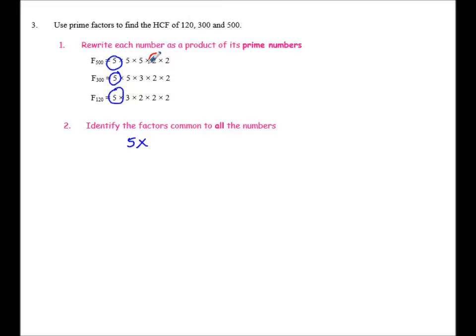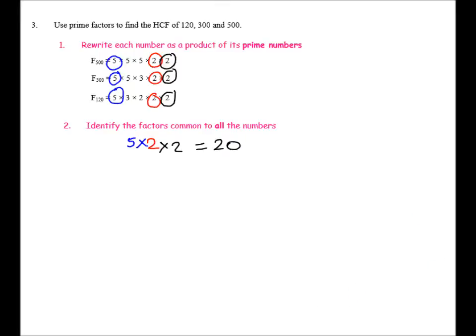I have a 2 here, and a 2 and a 2. So I can use 2 multiplied by 2 and 2. So my next factor common to all of them is 2. And if I have a look, I will see I still have a 2 that is common to all 3 numbers. So I'm going to multiply by another 2. So 5 times 2 is 10. 10 times 2 is 20.